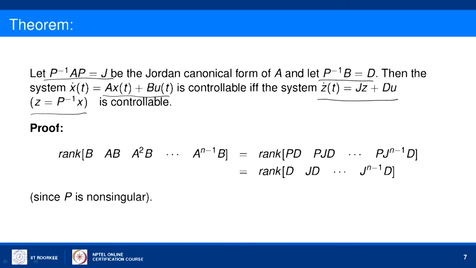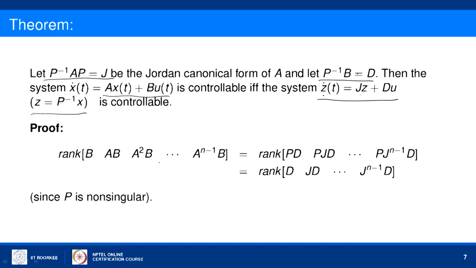So if x is the original state variable, then the transformed state variable is z here, related by z equal to P inverse x, and the A matrix is transformed to the J matrix and B is transformed to D, where D is P inverse B. So the controllability of the system x dot equal to Ax plus Bu is equivalent to the controllability of the canonical system z dot equal to Jz plus Du.